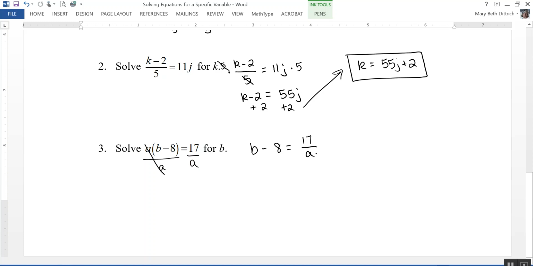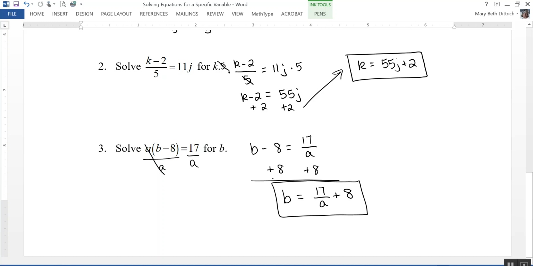And I would strongly encourage you to use a horizontal fraction bar. Don't use a slanted or a diagonal fraction bar. And the reason is, now when I go to add 8 to both sides and I write my final answer, I want to make sure that 17 is in the numerator, a is in the denominator, and 8 is a whole number that's being added to it. So that would be my final answer.